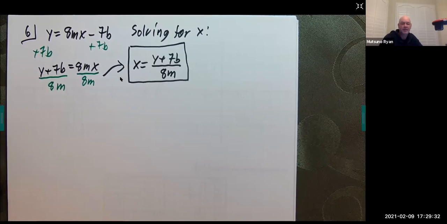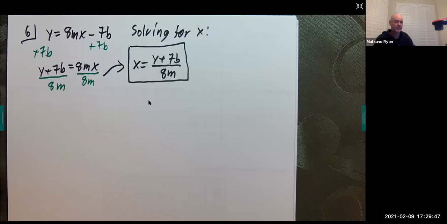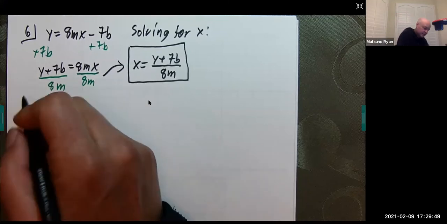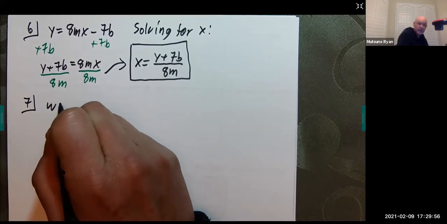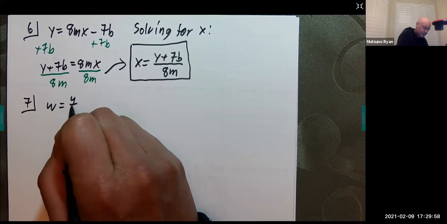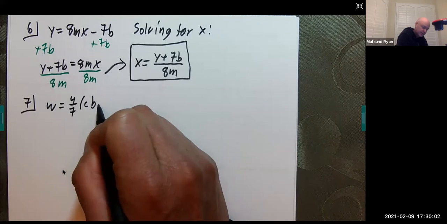Right, next up. We're almost done. Number 7. W equals 4/7 parentheses CB plus A, and we want to solve for B. Well, let me switch it back. So for number 7, we have W equals 4/7 CB plus A.